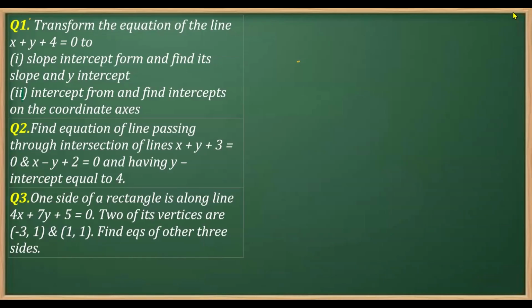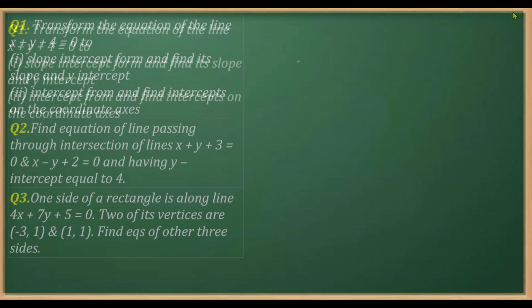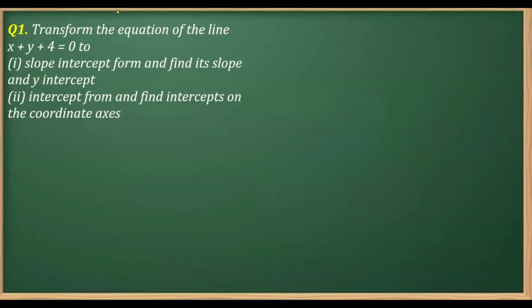In this video, I'm going to do these three questions from the chapter straight line. So let's begin with the first one. In the first question, it says transform the equation of the line, this given line, into slope intercept form and find the slope and y-intercept.